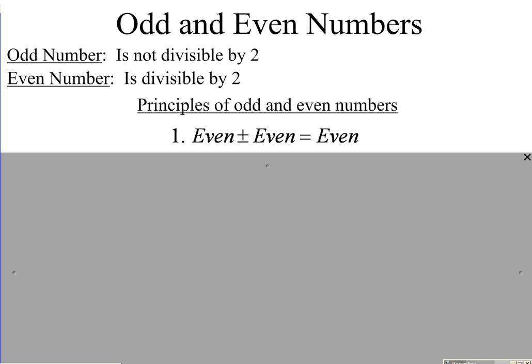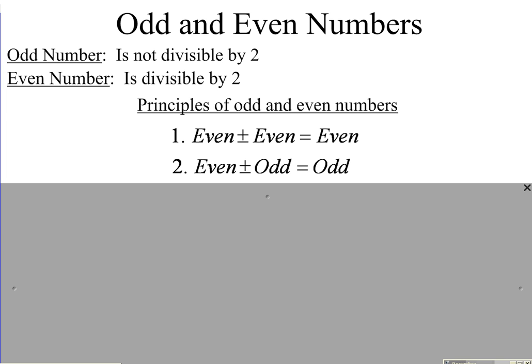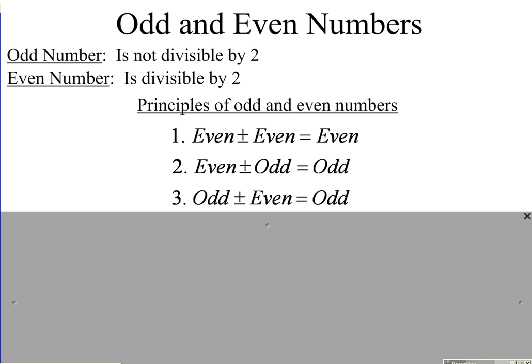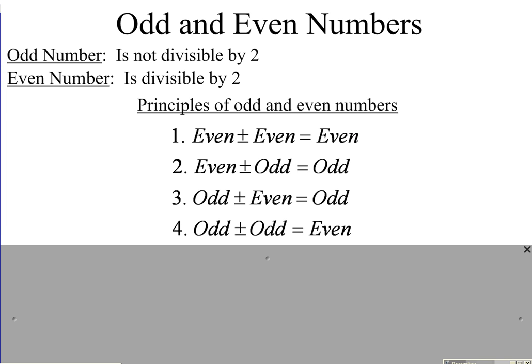Some principles of odd and even numbers. And again, this is going to get into the theoretical aspect of just what do you know in general about numbers. An even number added to an even number or an even number subtracted from an even number is going to give us an even number. An even number added to an odd number or an even number subtract an odd number gives us an odd solution. An odd plus an even or an odd minus an even gives us an odd solution. And the fourth property of addition and subtraction, 2 odd numbers added or subtracted is an even product.